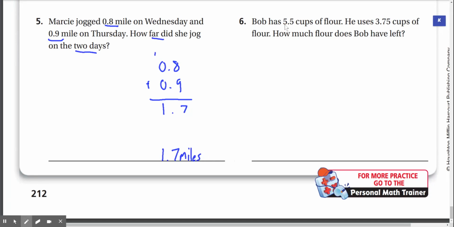Number 6. Bob has 5.5 cups of flour, and he uses 3.75 cups of flour. How much flour does Bob have left? Have left tells me subtract. So 5.5 minus 3.75. I can't subtract 0 minus 5, so I'm going to regroup. I get 4 and 10. 10 minus 5 is 5. Can't subtract 4 and 7, so I'm going to regroup again. I get 14 minus 7, which is just 7. And 4 minus 3 is 1. So we're left with 1.75 cups of flour.